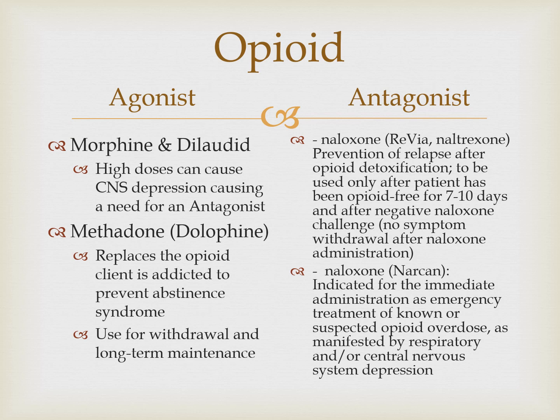Opioids, we have our agonists and our antagonists. Our agonists are things like morphine and Dilaudid. Methadone we use to replace opioids in addicts. We can use it to help them withdraw and slowly wean them off, hopefully minimizing symptoms from coming down off of those things.